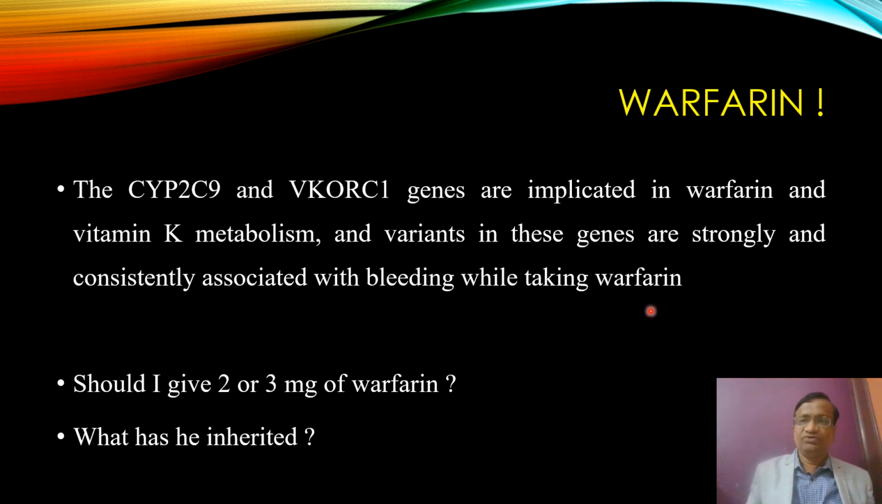Now we have warfarin, which we use routinely. CYP2C9 and VKORC1 genes are implicated in warfarin metabolism. I am again telling you, these are all metabolism. These genes are strongly and consistently associated with bleeding while taking warfarin. If this gene is there, I should give 1 milligram. If this gene is not there, should I give 3 milligrams? Because this gene is associated with more bleeding.